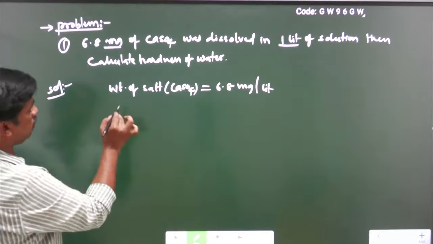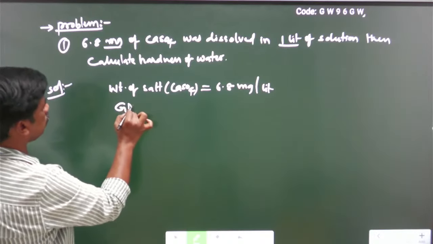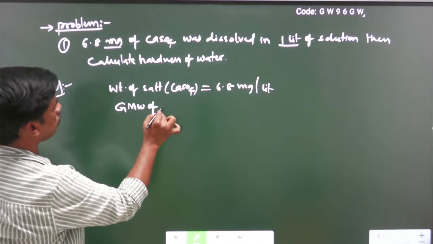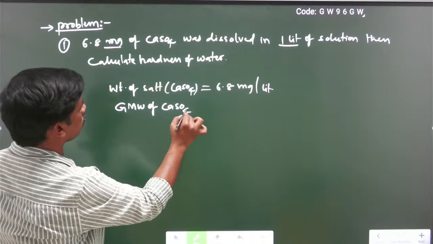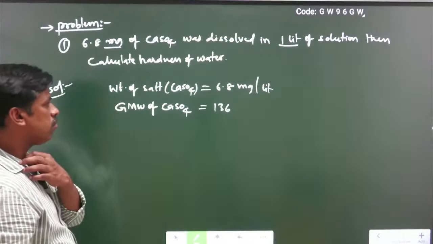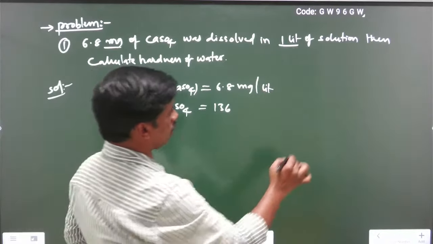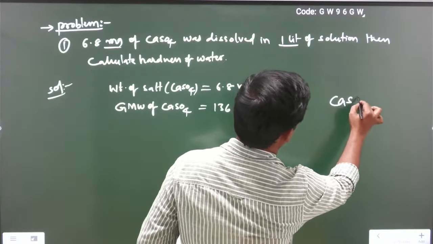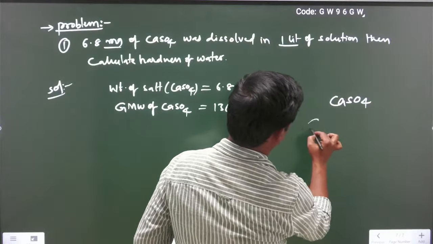And what is its gram molecular weight? GMW of CaSO4, calcium sulfate, is 136. This gram molecular weight, how to calculate? Here I am showing calcium sulfate GMW, how to calculate?